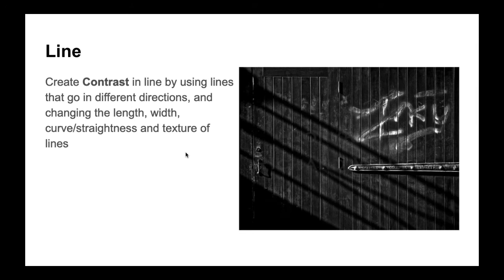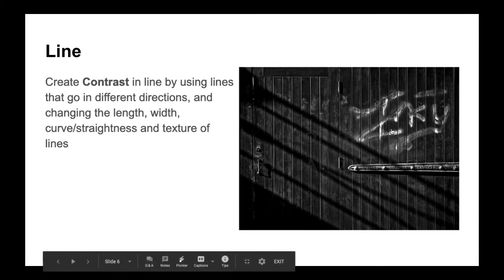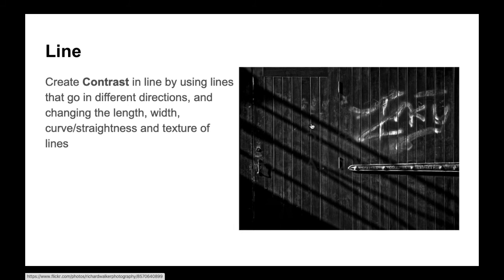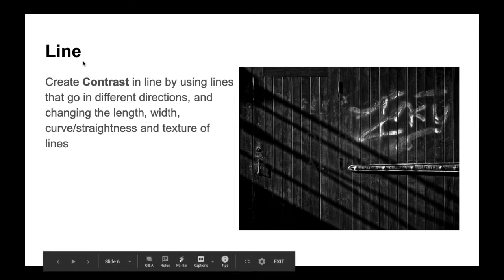If we're using line to create contrast, we want to vary the direction of lines, the width, the length, whether or not they're straight, and even the texture of lines. So here we have vertical lines, horizontal lines, and diagonal lines. We've also varied the contrast of the lines. We have white, gray, black. We have different widths, different sort of softnesses and edges. And here we have very straight lines, whereas here we have very curved lines. So we've really introduced a lot of different lines into this photograph to create a lot of contrast with line.